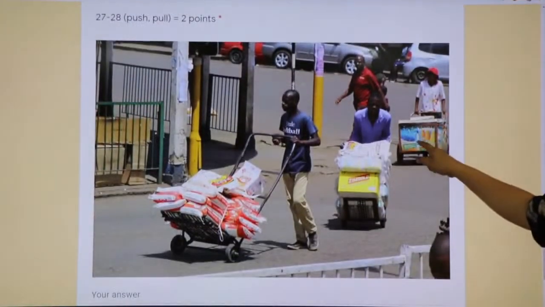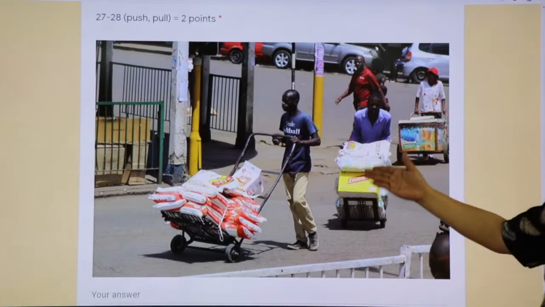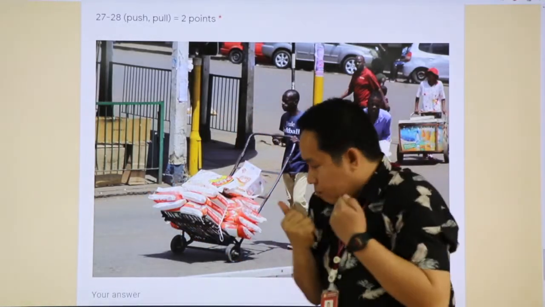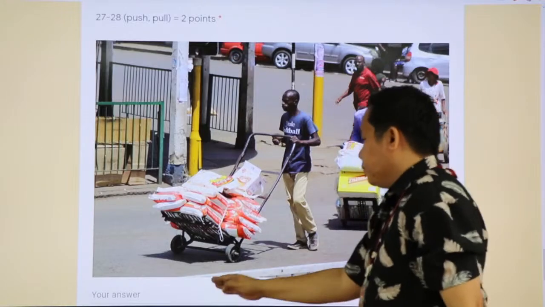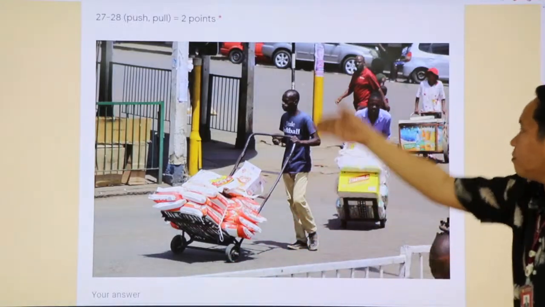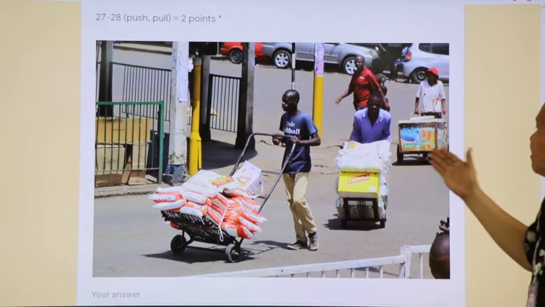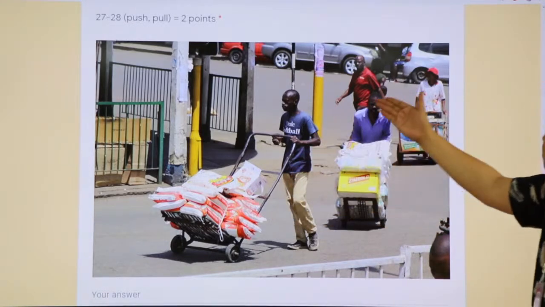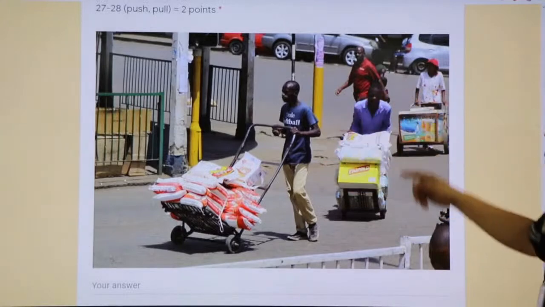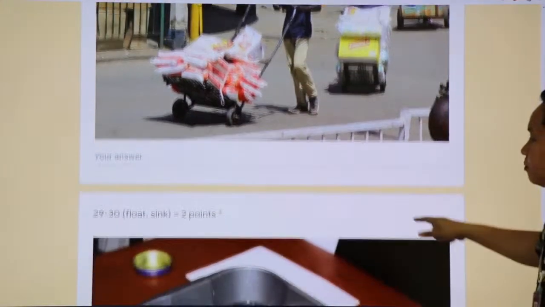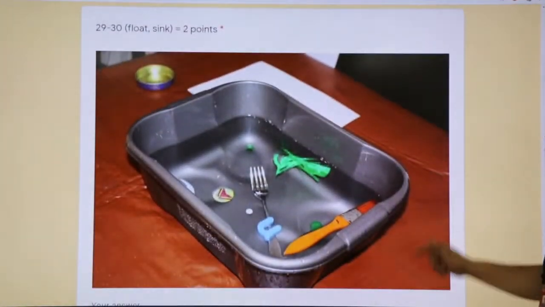Number 27 to 28, push and pull, easy. Push, pull, come closer to you. Make a sentence about the push and pull. If not about this one, you can have an example at home. Not really about this picture, these are just examples. And the last one, float and sink.